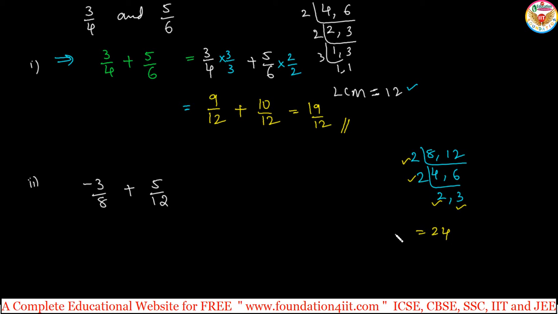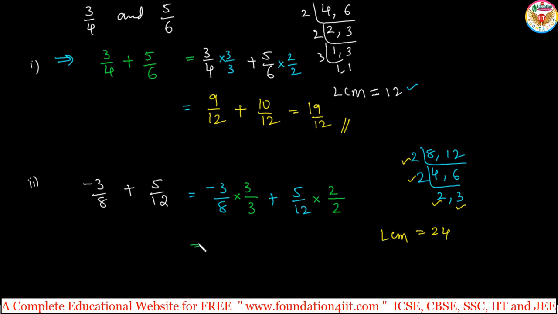So the LCM is 24, so we should make the denominators 24. For that, minus 3 by 8 plus 5 by 12. We need to get the LCM as 24, which means the denominator must be 24. Already 8 is there, so extra 3, the same 3 we should keep for the numerator. For 12, 12 into 2 is 24, the same 2 you can keep for the numerator.